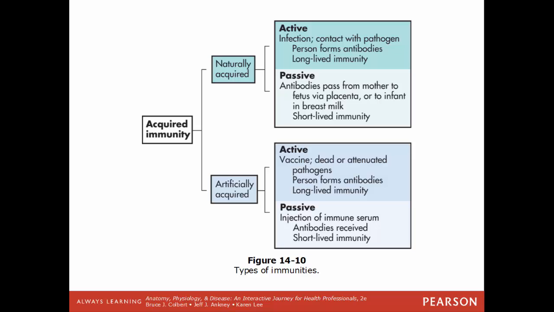So for naturally acquired active, normal exposure to a disease. Naturally acquired passive, a newborn is receiving already made antibodies from its mother in breast milk. Artificially acquired active, you're being injected with a vaccine. That's why it's artificial. But your body is developing its own antibodies. That's why it's an active form. And artificially acquired passive, you're being injected with antibodies. So that's why it's artificial, because you're getting an injection. And it's passive because you're getting pre-made antibodies.